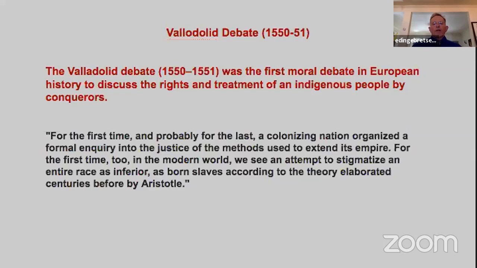If we have lawyers present or people interested in human rights, probably the first international human rights conference was 1550-51, the Valladolid debate, which was probably the first time and probably the last that a colonizing nation organized a formal inquiry into the justice of the methods used to extend its empire. And it was certainly the first time that race-based enslavement as the thing itself, that's specifying a specific race or gender to the enslaved, was called into question.